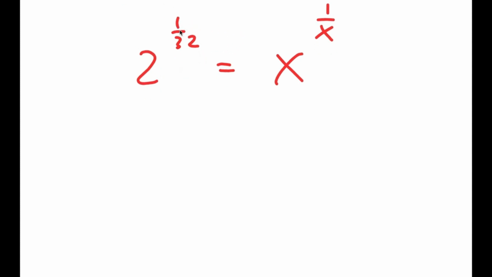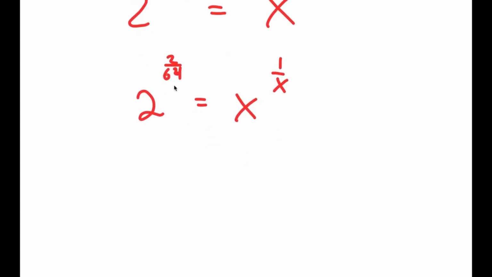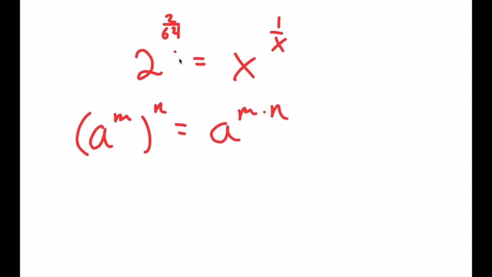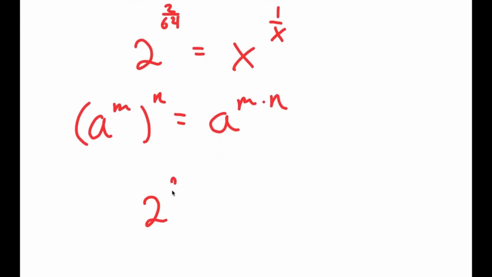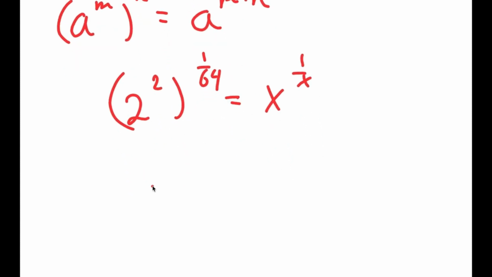Well, what we can do is rewrite 1 over 32 as 2 over 64. And now, remember, this is the same thing as if I have something in the form a to the power of n to the power of m, this is equal to a to the power of n times m. So I can reverse this and rewrite this as 2 to the power of 2 to the power of 1 over 64. And 2 to the power of 2 is 4, so I get 4 to the power of 1 over 64 is equal to x to the power of 1 over x.